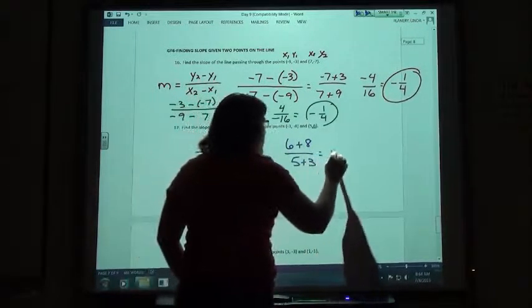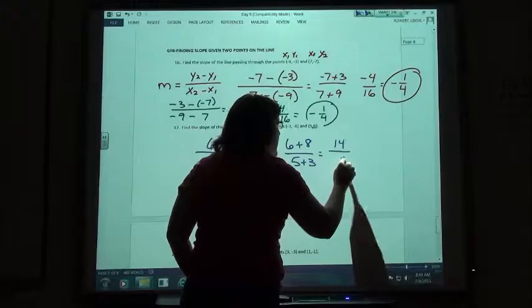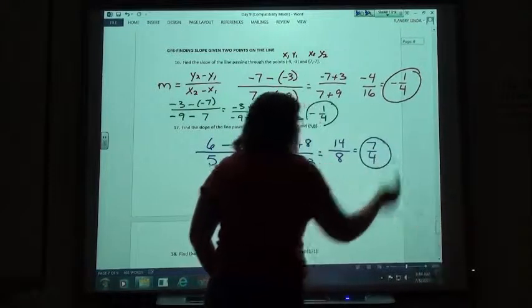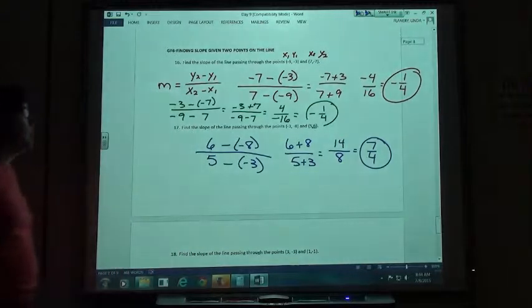6 plus 8 would be 14. 5 plus 3 is 8. I can reduce that down. So 7/4 is going to end up being my slope.